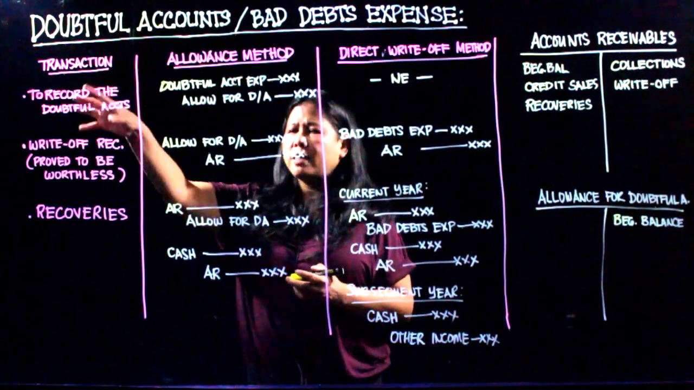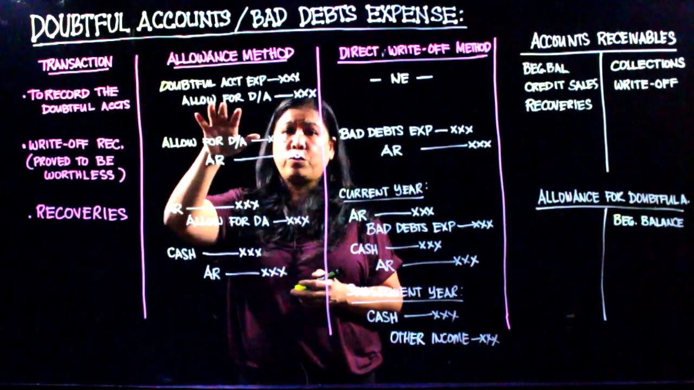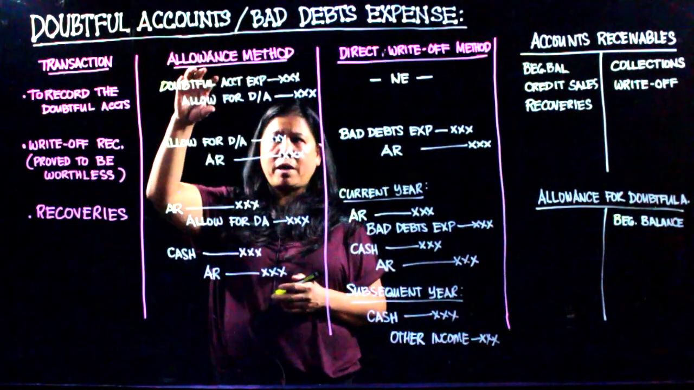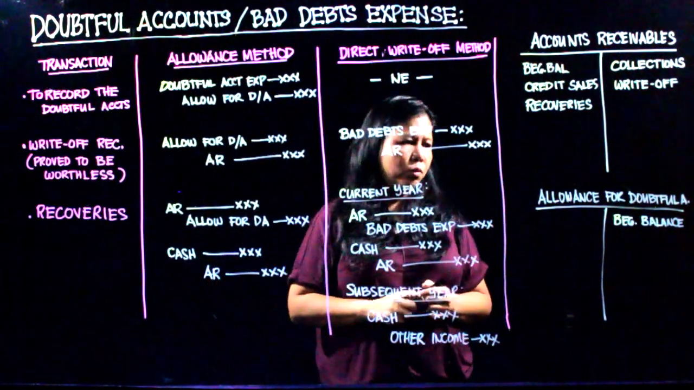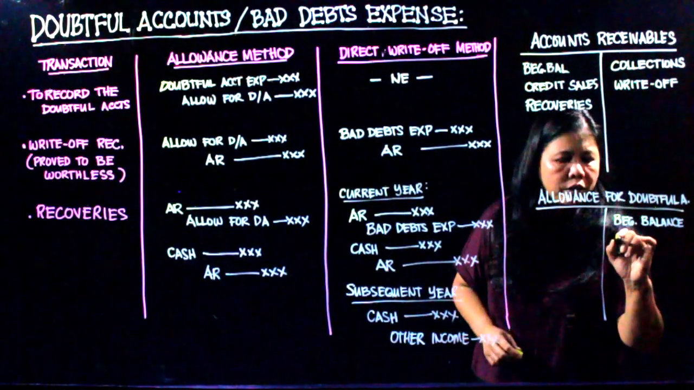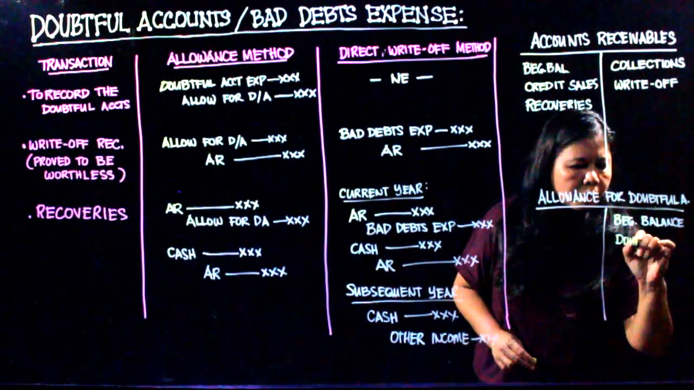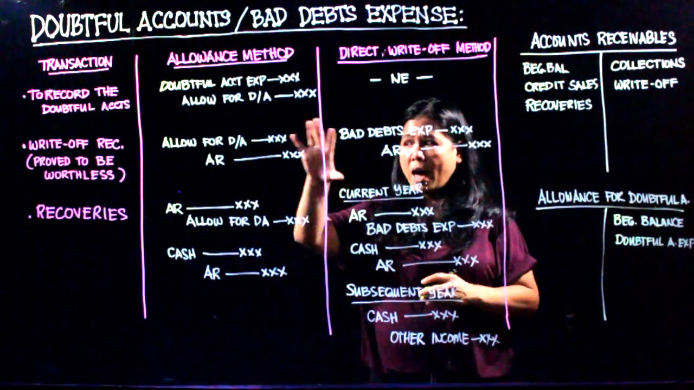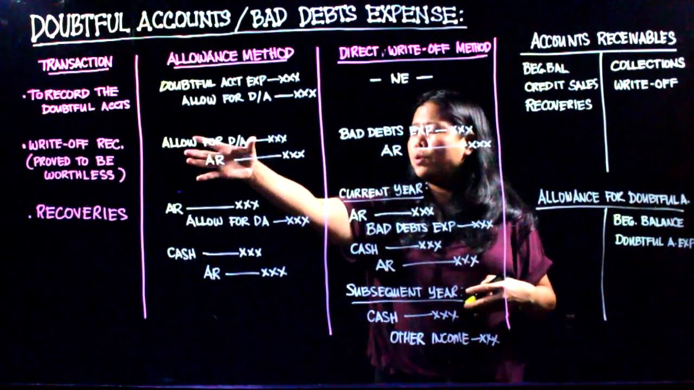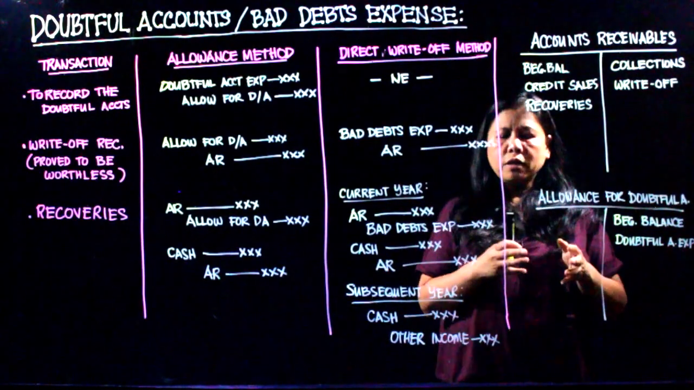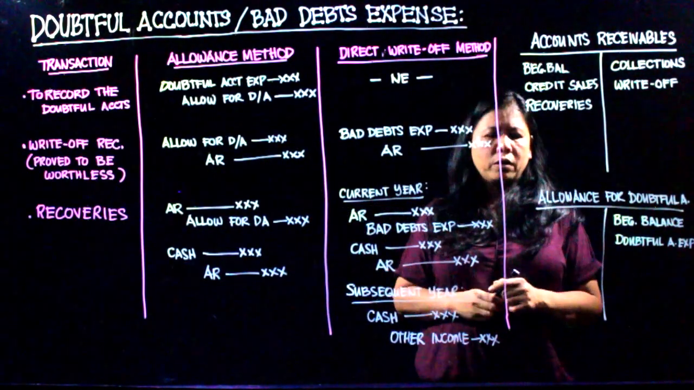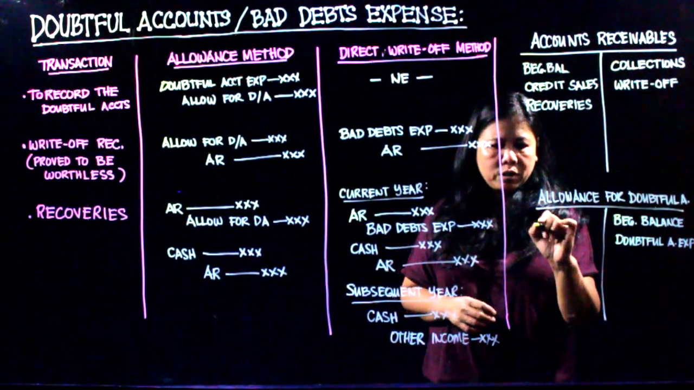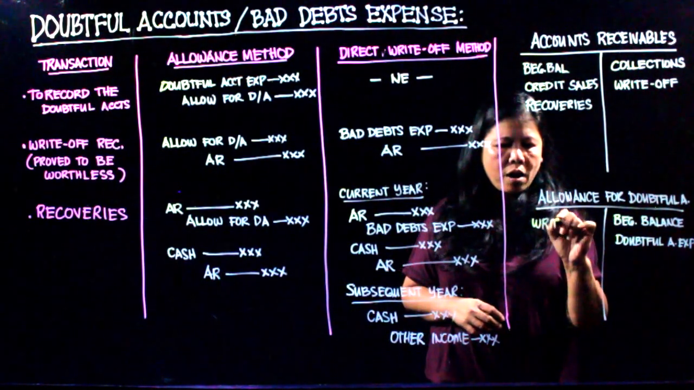When we record doubtful accounts, we debit doubtful accounts expense or bad debts expense, and we credit allowance for doubtful accounts. So right here is how we record the doubtful accounts or bad debts expense. And if we have a write-off, we debit allowance for doubtful accounts. On the write-off of the receivable, we debit allowance for doubtful accounts, so we decrease the allowance for doubtful accounts. So on the debit side, we have write-off.